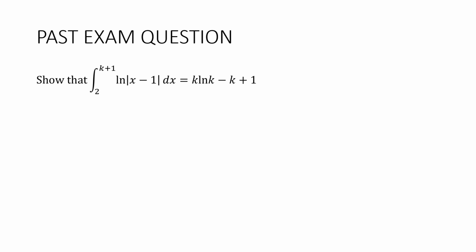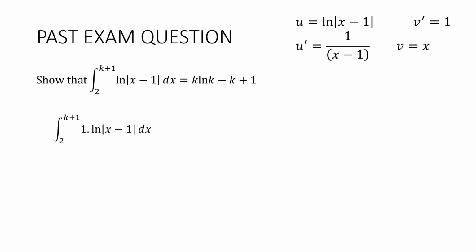Now recall, when we integrate log functions, we're going to use integration by parts, and we're going to rewrite this as 1 times ln of x minus 1 dx. And we're going to make u equal ln of x minus 1 and v dashed equal 1. So using integration by parts, the subtle difference is that we'll have limits on this first part, the u times v part. We're going to substitute the k plus 1 in, take away, substitute the 2 in.